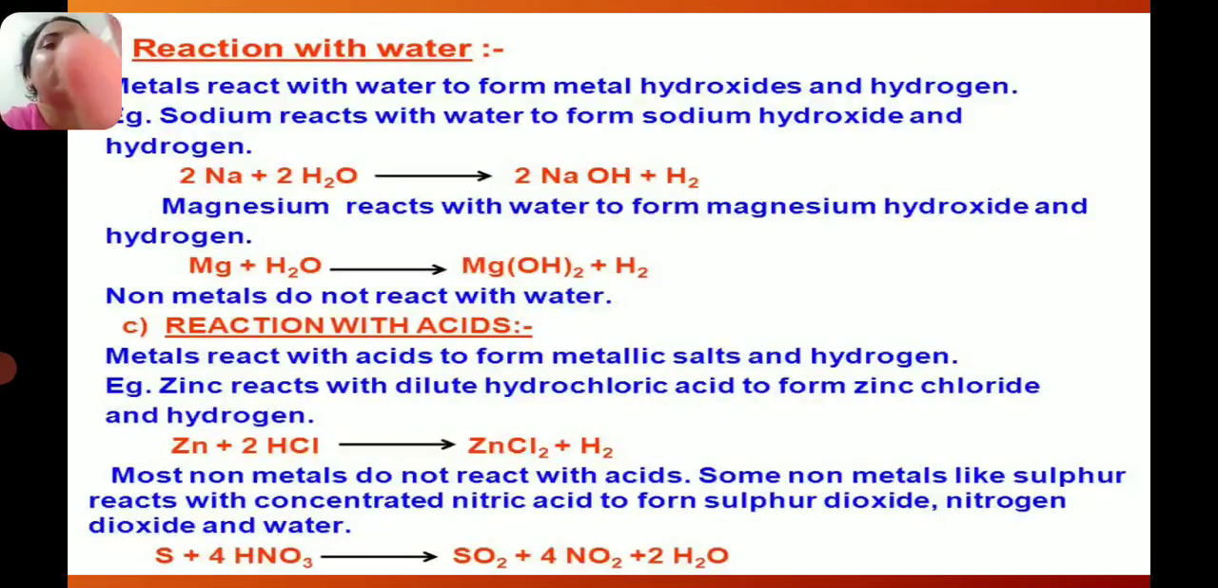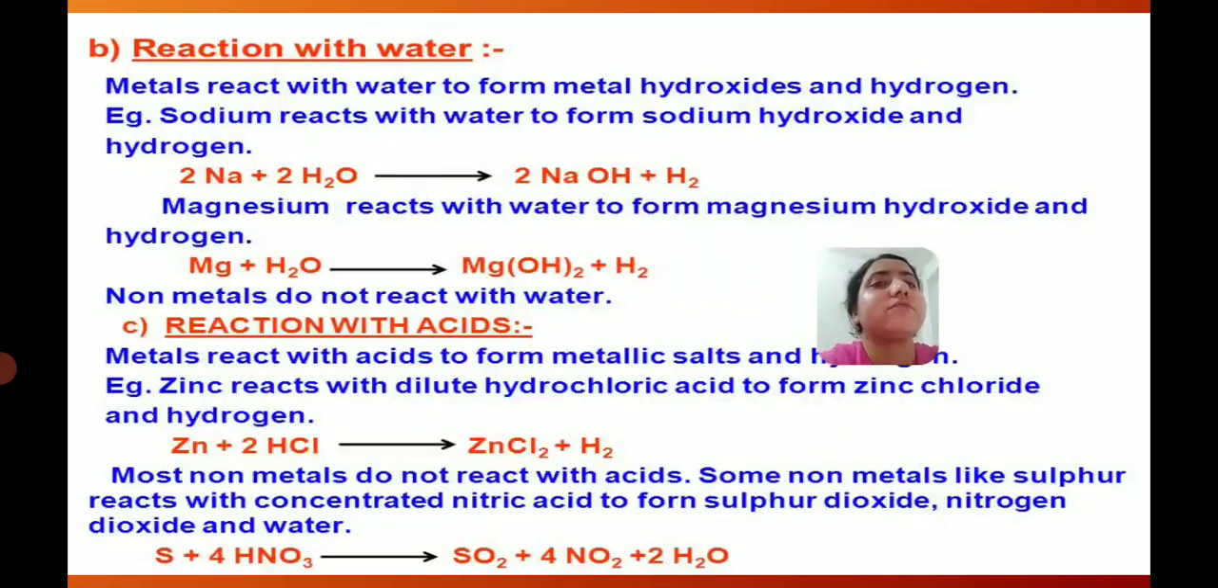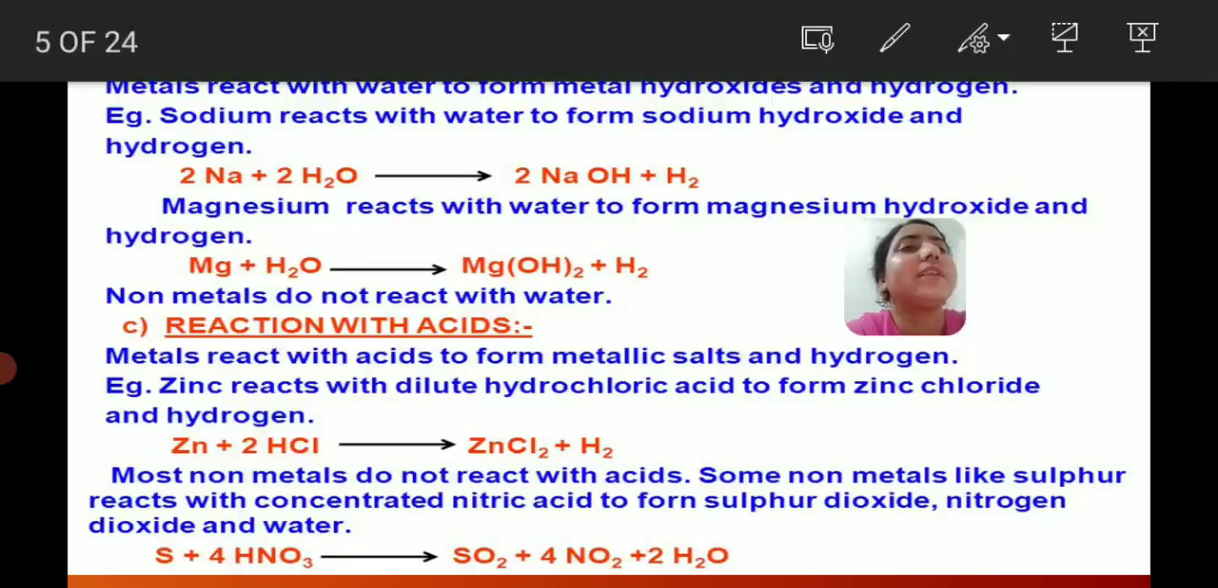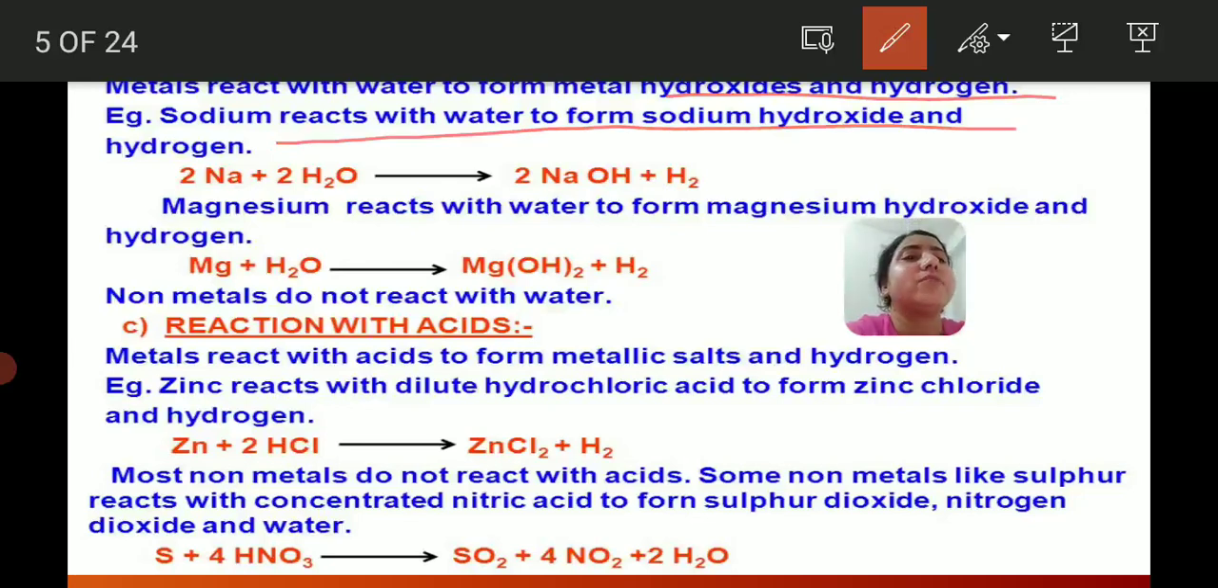So let us have a look in detail. Reaction of metal with water. Whenever metal reacts with water, you will get metal hydroxide and hydrogen. For example, sodium reacts with water to form sodium hydroxide and hydrogen. 2Na plus 2H2O gives 2NaOH, that is sodium hydroxide, with hydrogen gas. Magnesium reacts with water to form magnesium hydroxide and hydrogen. For example, Mg plus 2H2O gives Mg(OH)2, that is magnesium hydroxide, with hydrogen. Non-metals do not react with water.